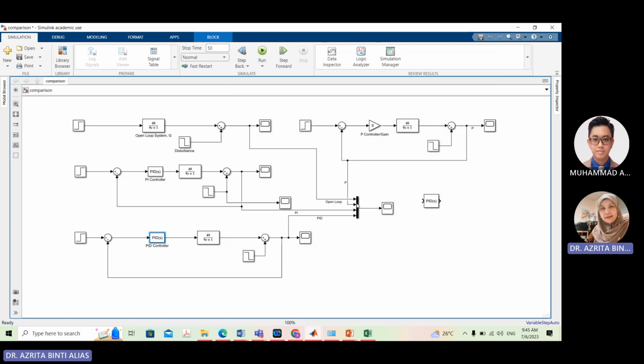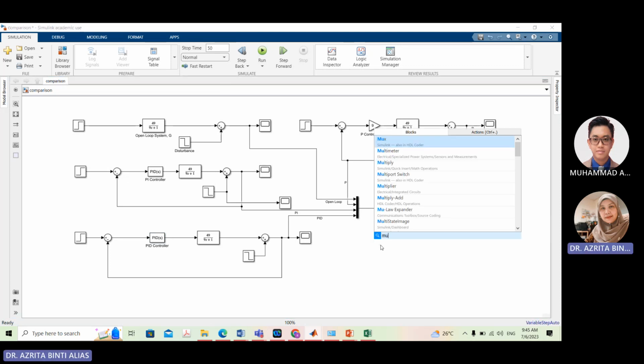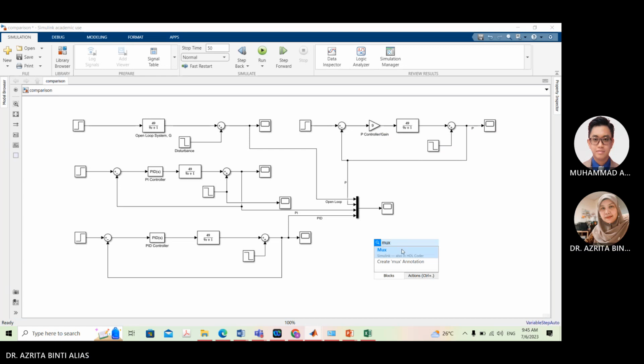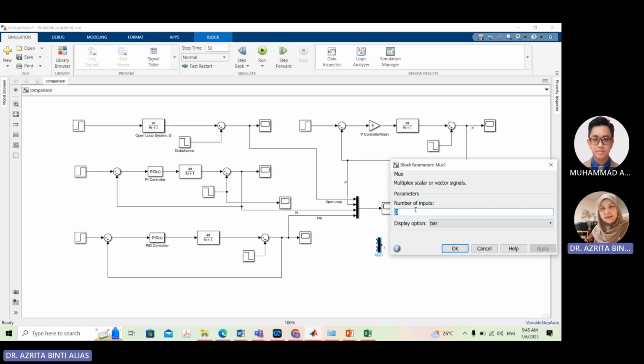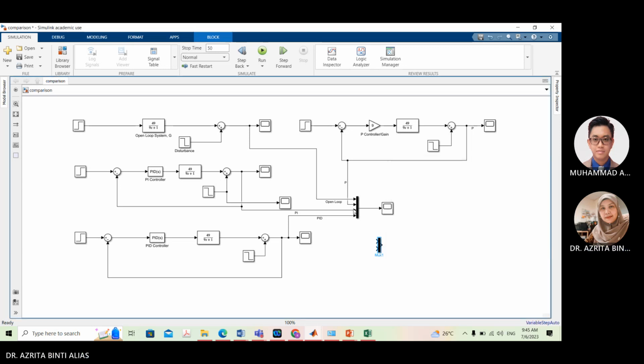Another item to draw here is the multiplexer. You can just type MUX, because we want to display all these graphs, all these output responses, in one scope. Here you can double click and set the number of inputs, since we have 4 inputs. That's why I put 4.